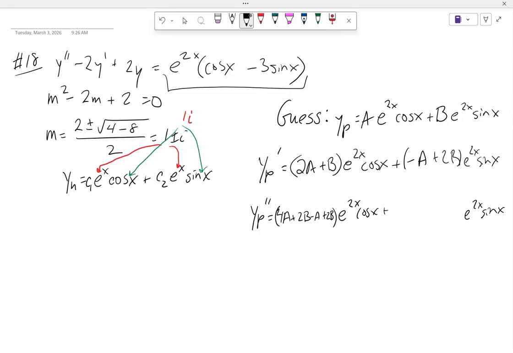Do we see where those are coming from? I'm skipping a couple of steps, I know. But it's the same idea, right? These two here are coming from that one. These two here are coming from that one.